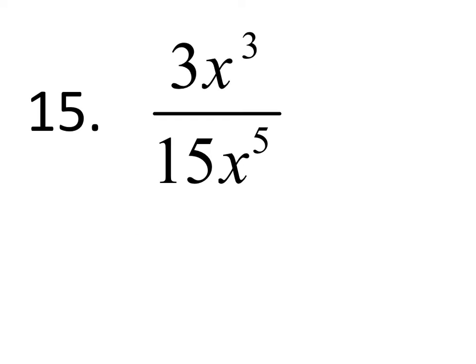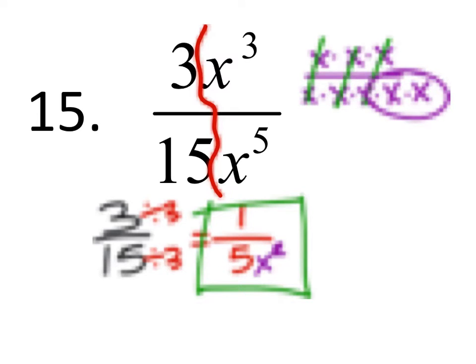All right, so 15. It's really just breaking this up into two parts, okay? So I can get this 3 over 15. I can simplify that because both of these are divisible by 3. 3 divided by 3 is 1, and 15 divided by 3 is 5. Now I look at my x's. So x cubed would be x times x times x, and divided by 5 x's being multiplied, x to the 5th.